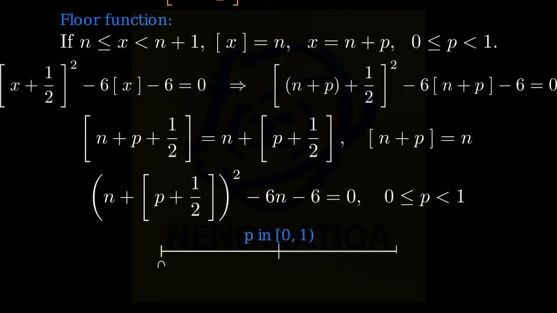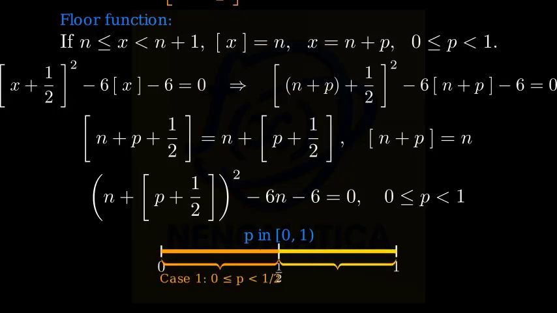Now we split into two cases, depending on p. We'll visualize p on a number line from 0 to 1 with a tick in the middle at 1/2. Case 1, p from 0 up to 1/2, which makes the floor of p plus 1/2 equal to 0. Case 2, p from 1/2 up to 1, which makes the floor of p plus 1/2 equal to 1. First highlight the left interval for case 1. Then highlight the right interval for case 2.